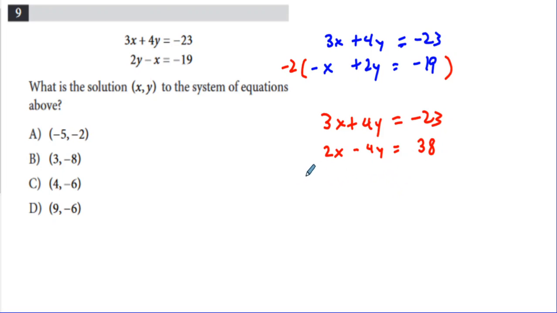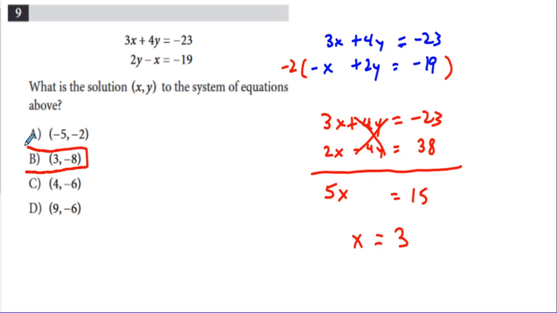Okay, so here's what I'm left with. Now if I add down these columns, 3x plus 2x is 5x. 4 and negative 4 eliminates. That's what I wanted to happen. I specifically made a 4 and a negative 4 because they cancel each other out. And then if I add these together, I get a 15. So x is equal to, if I divide both sides by 5, 3. Now, if this was a regular algebra class, you would have to go back and plug in, but I don't really need to because if I know x is 3, this is the only answer that has that. So I can just say that's my answer.